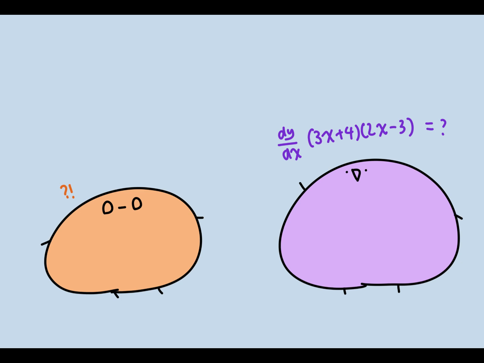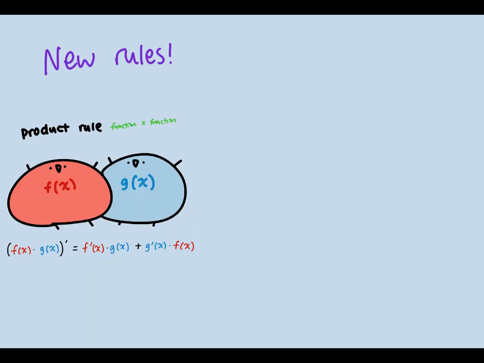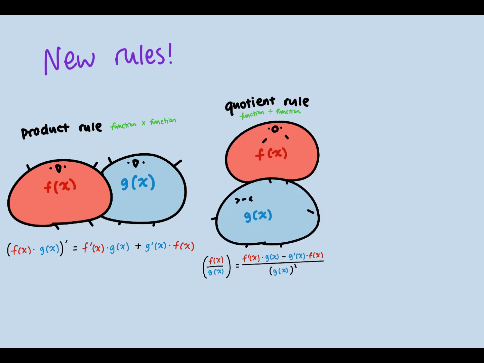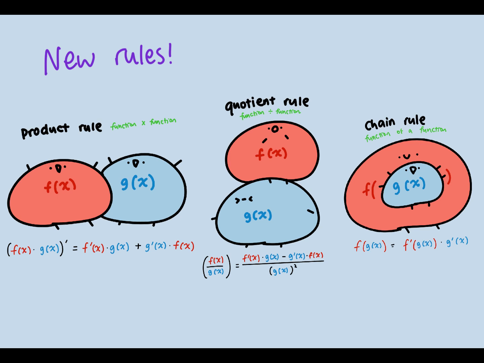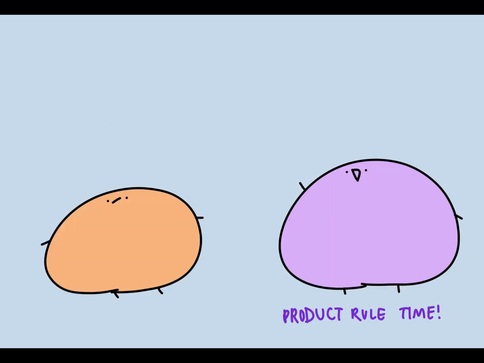Which parts do we differentiate? In order to find the derivative of complicated expressions, we'll need to learn new differentiation rules. These are applied to situations where functions are multiplied, divided, or even placed in one another. Let's take a look at the product rule.